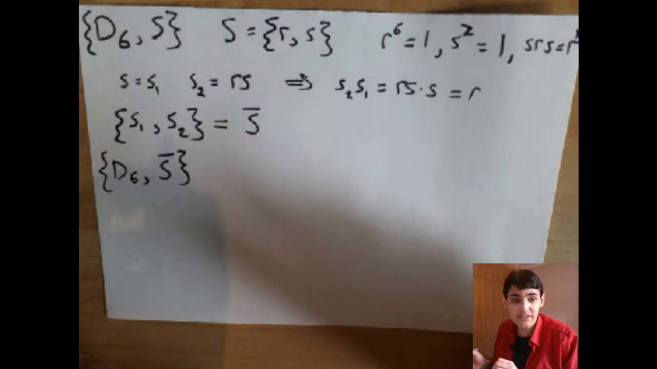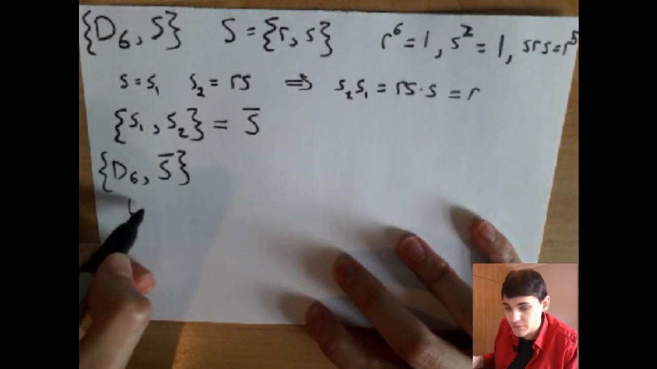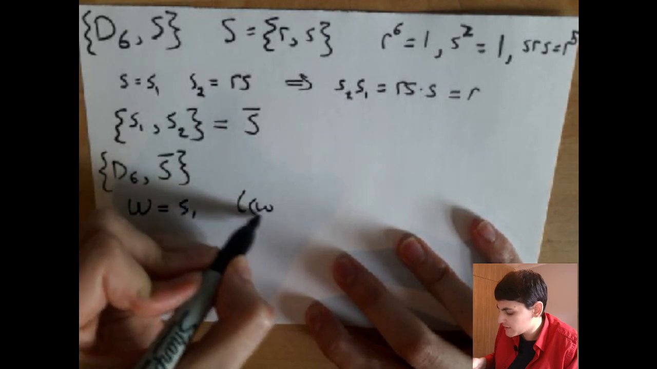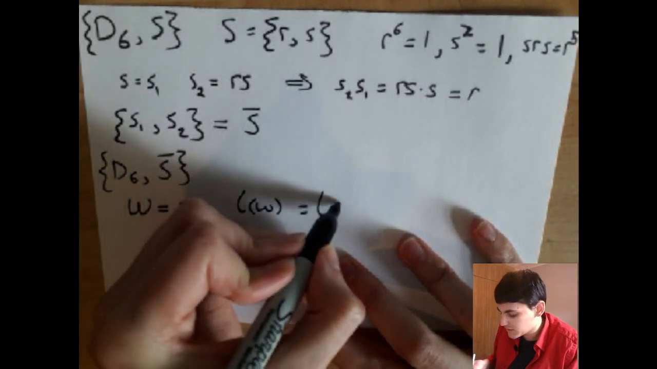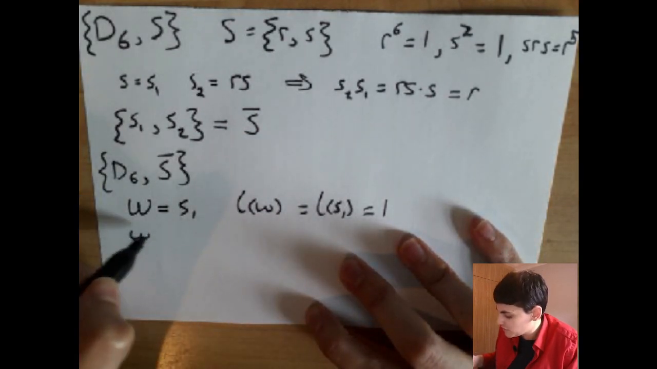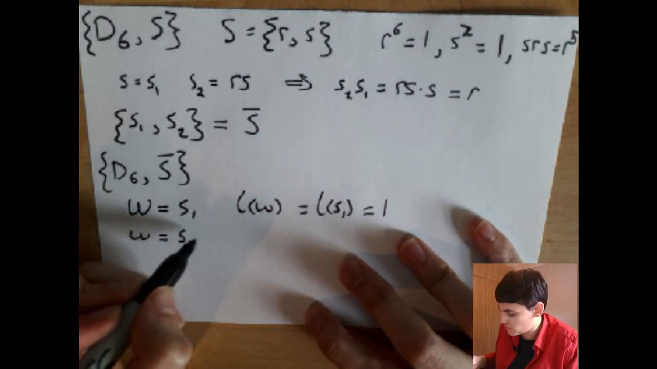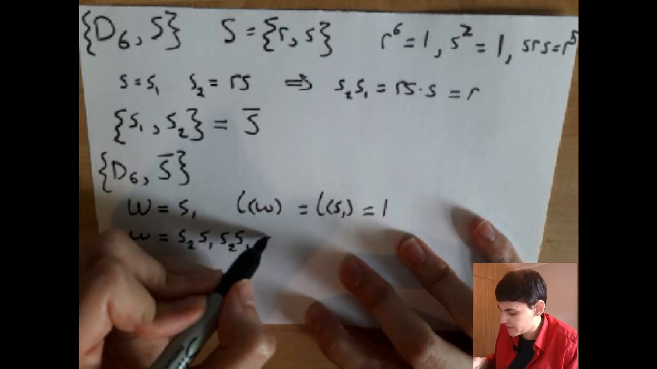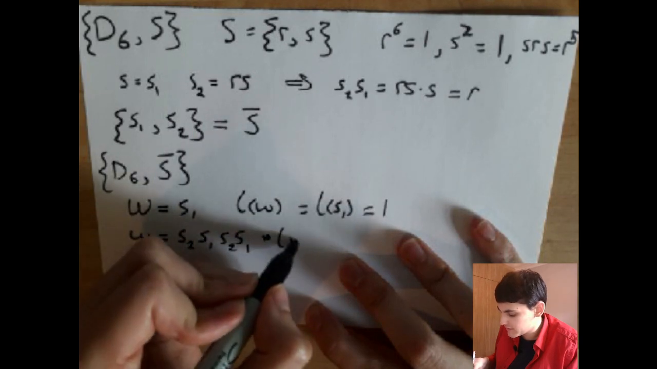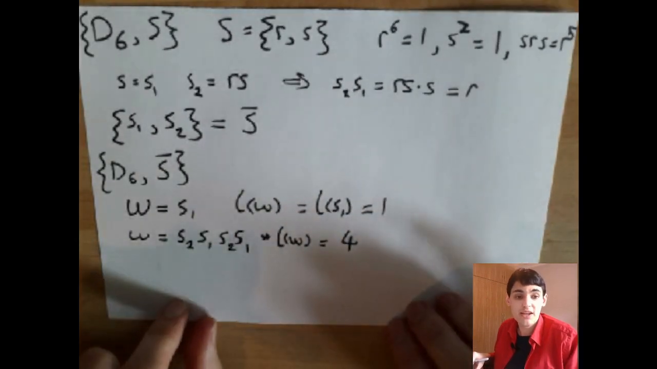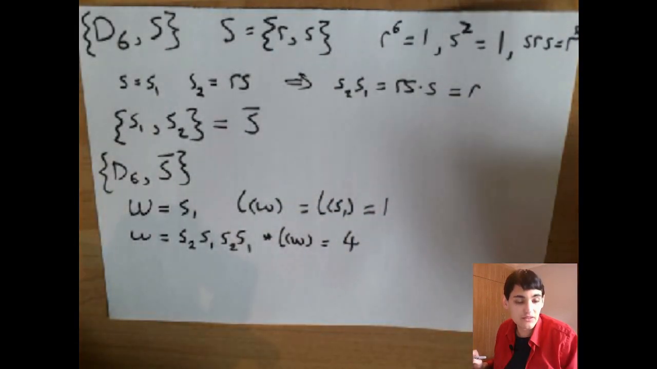Let's have a look at the length function in action. If we let w equal s1, then the length of w equals the length of s1, which is 1, easy enough. And if w equals s2 s1 s2 s1, then the length of w, I'm not going to write that all out again, is 4.